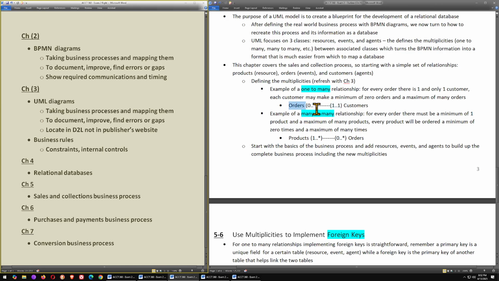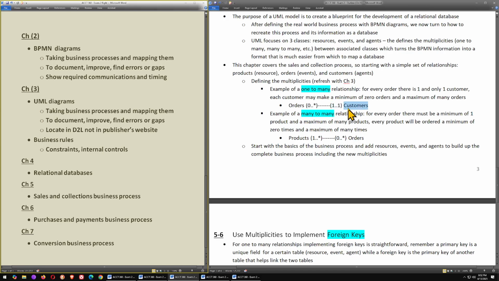So for every order, there is one and only one customer. For every customer, there could be a minimum of 0 orders and a maximum of many. The asterisk says many. So that's how we read it. So the details about the customer's relationship to orders is right here. The detail about the order's relationship to customers is right here. So for every order, there is a minimum of one and a maximum of one customer. So in other words, each order is linked directly to one customer. There's not multiple customers.